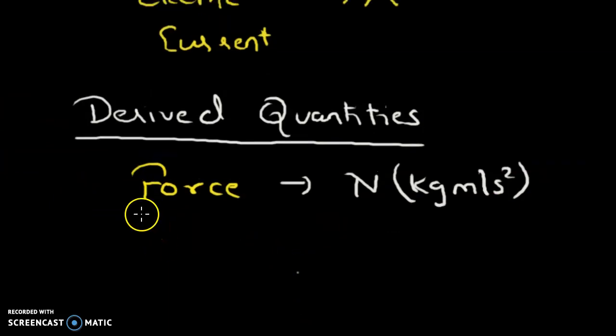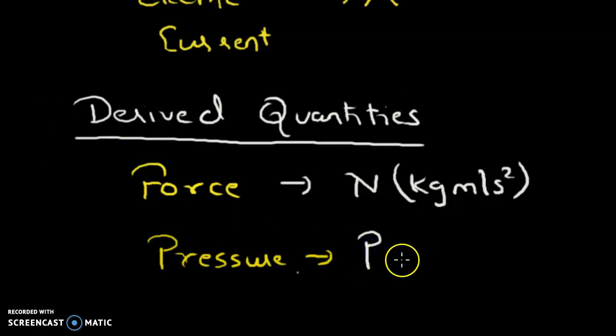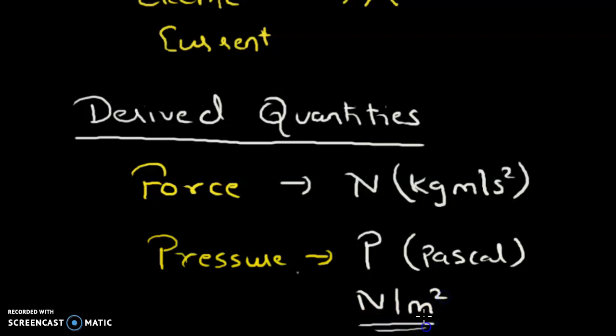Okay, pressure, a popular one. For pressure the unit is Pascal. We represent it with a capital P. Pascal is actually Newton per meter square, and you can change the Newton as kg meter per second square. So this is about the physical quantities and the units. Now let's jump into the main part.